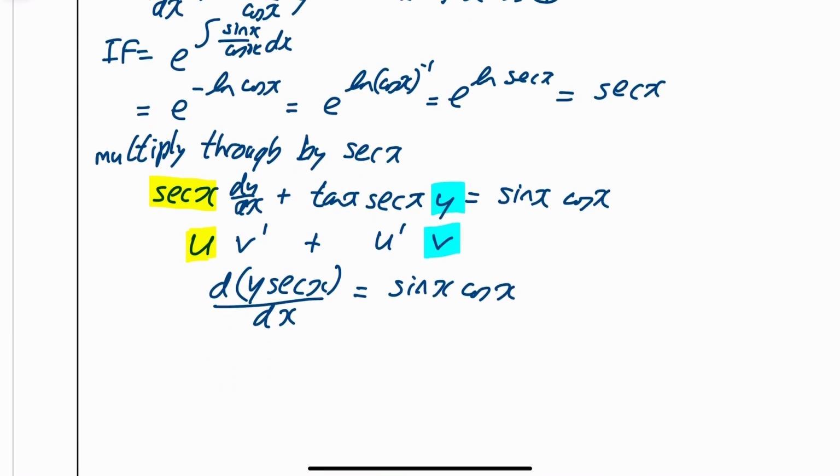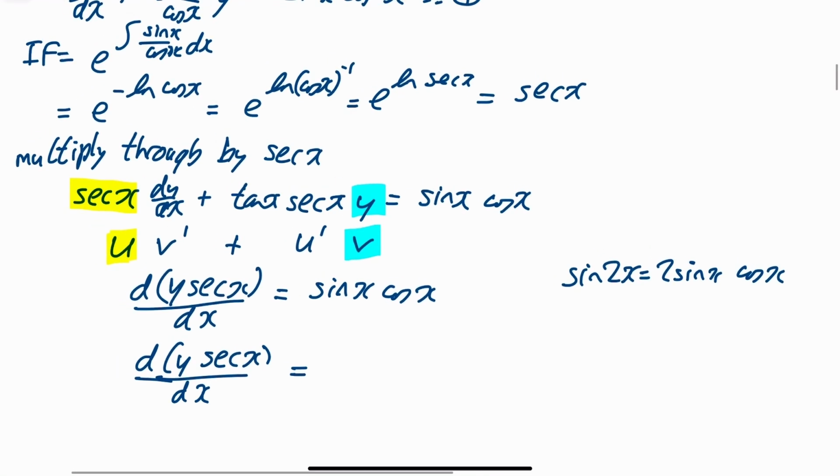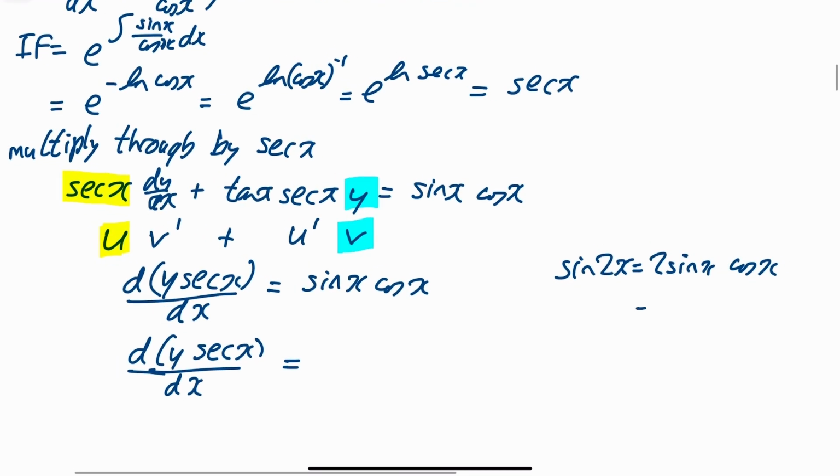Okay, now we'll sort out the right-hand side. So the derivative of y sec x on the left is still the same. Right-hand side, remember that sine of 2x is equal to 2 sine x cos x. So that means we have only one of those, so sine x cos x, which is a half sine of 2x. So that's how we can write that over here as a half times sine of 2x.